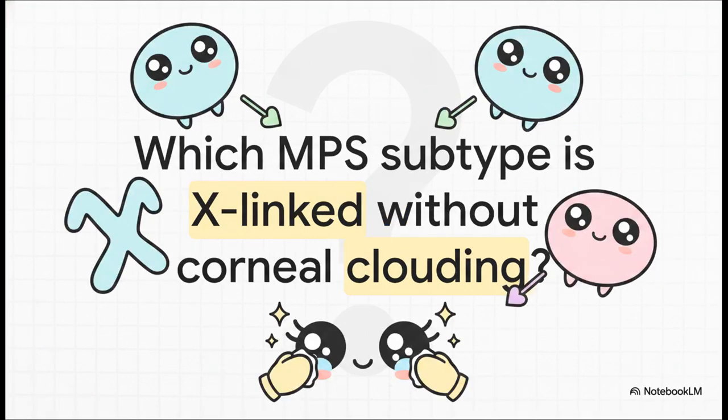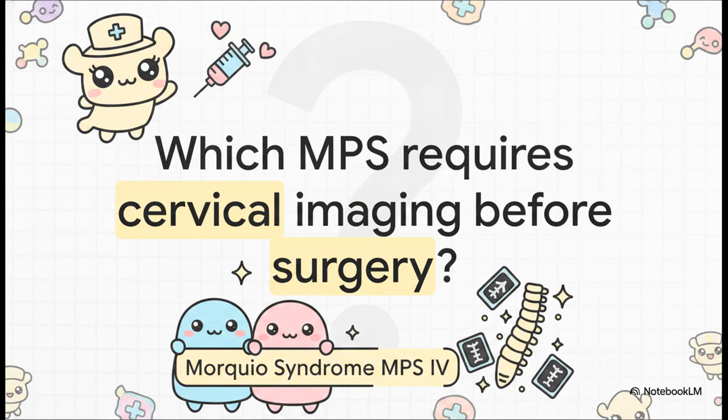Question 2. Which MPS subtype is inherited in an X-linked recessive pattern and characteristically lacks corneal clouding? The answer is MPS II, Hunter syndrome. As we established earlier, this is the sole exception to the autosomal recessive rule that governs the rest of the mucopolysaccharidoses.